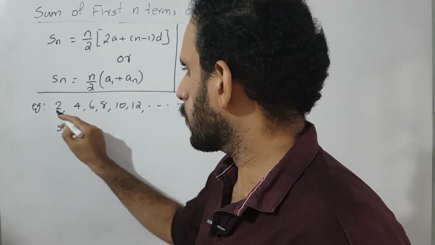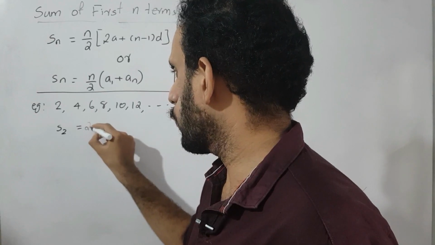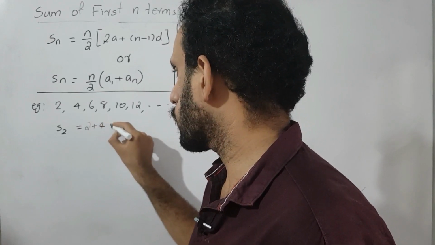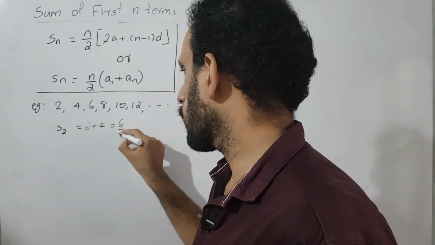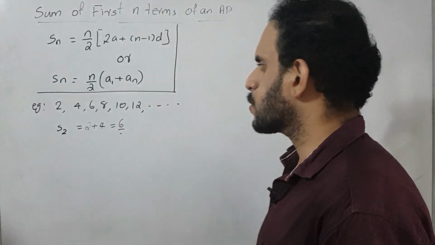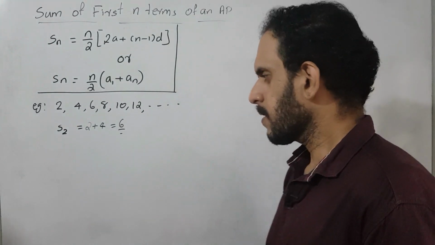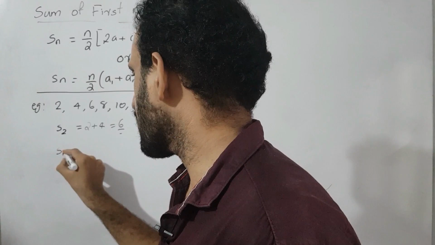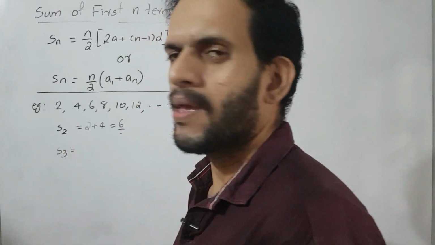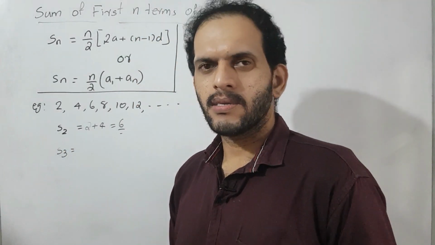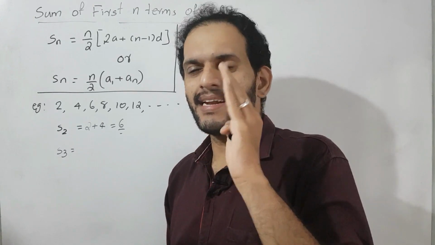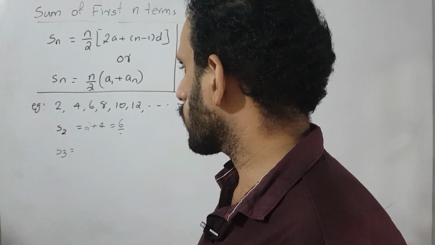S2 is here 2 plus 4. We doing directly 2 plus 4 is equal to 6. Then what is S2? S2 is equal to 6. Then what is S3? S3 means sum of first three terms. Okay, sum of first three terms.